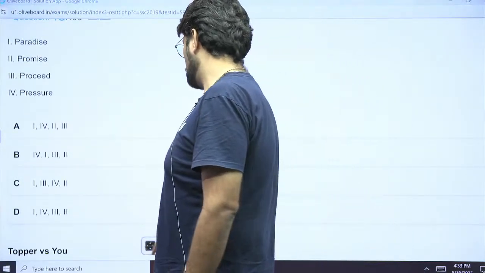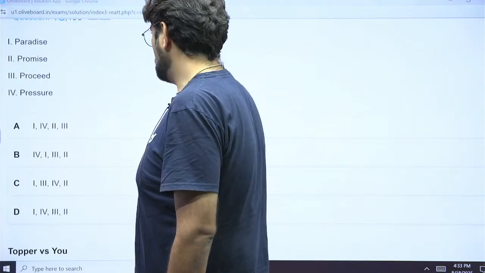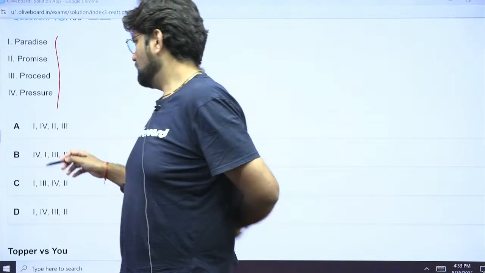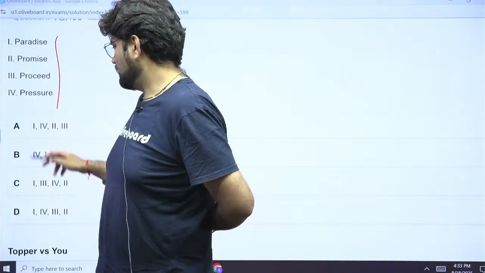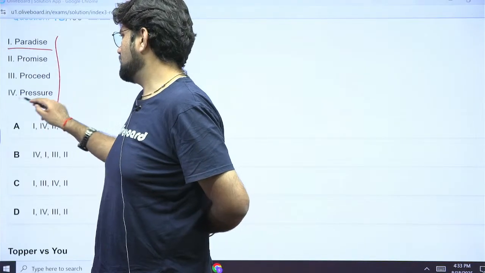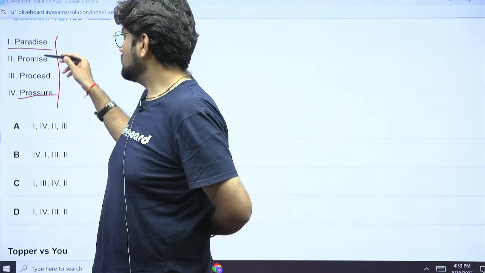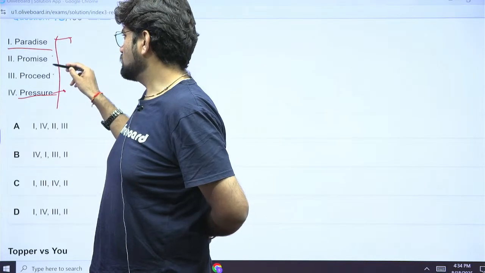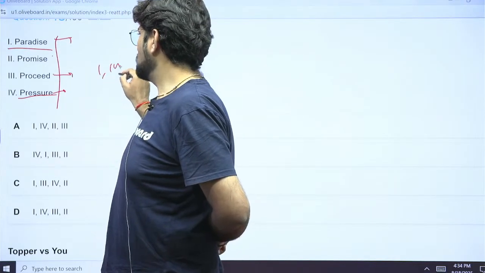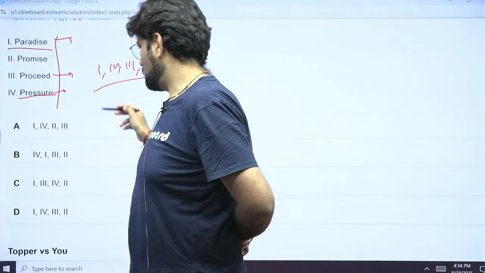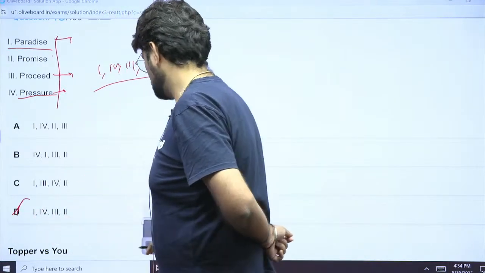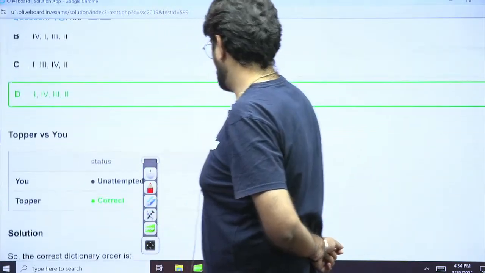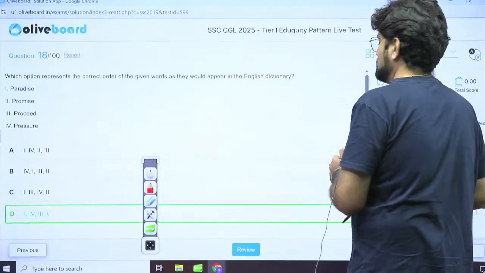English dictionary, only for 4 words. It's a throwaway question. Even if you read these together, you will be able to understand which word is going to come first and proceed accordingly. But even if you go vertically, 1, 4, 1, 1. So obviously 1 is going to come first. Paradise, pressure. After paradise, we'll have pressure only. So 1, 4, promise and proceed. So 3 will be next. 1, 4, 3, 2. This is the order. Option D is the right answer. Immediately you'll read and understand. There's no problem here whatsoever. 20 seconds. Very good. Very nice. Excellent.